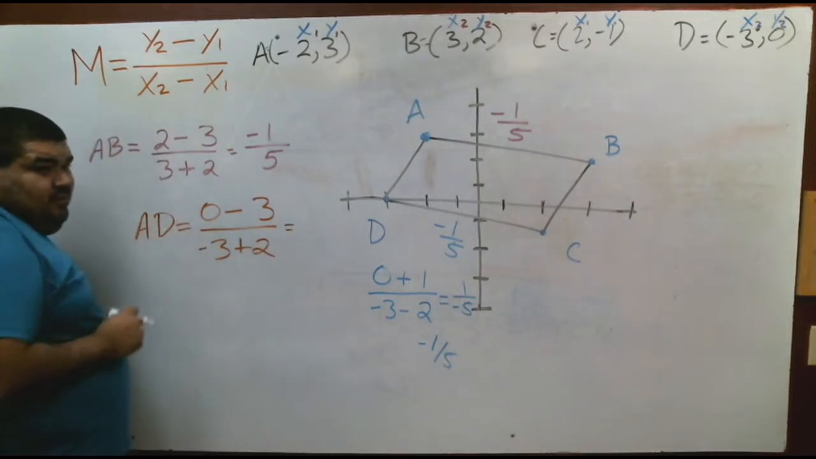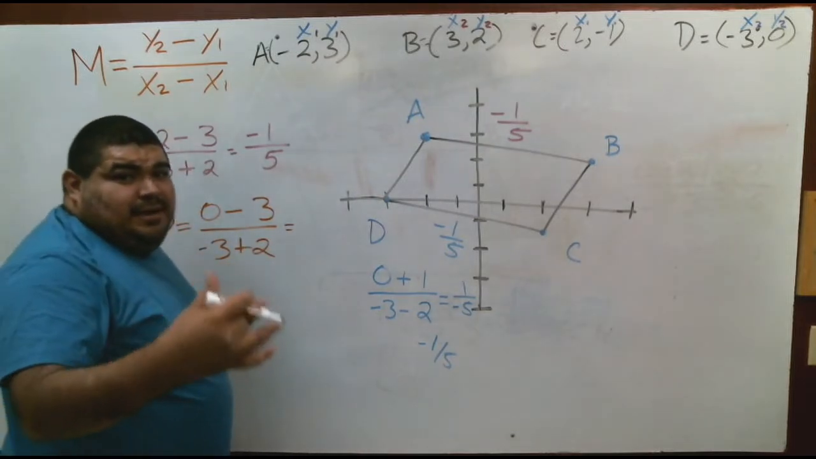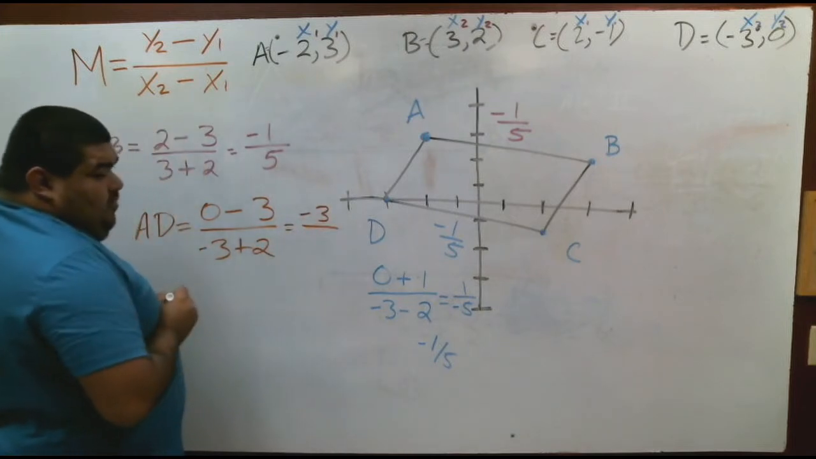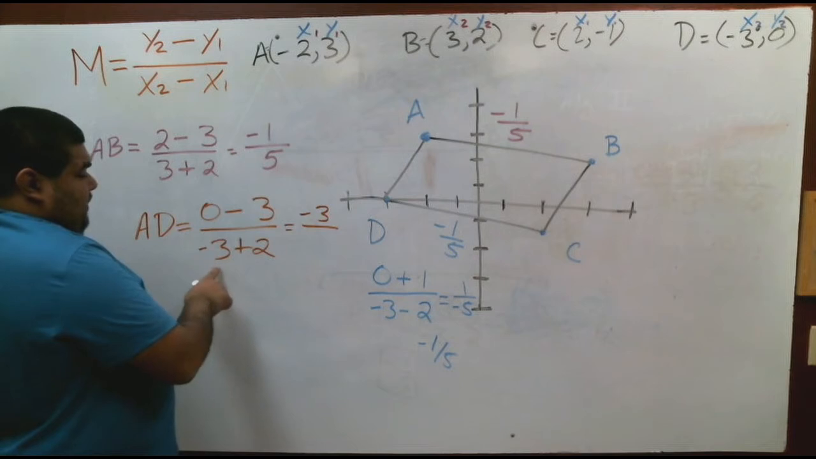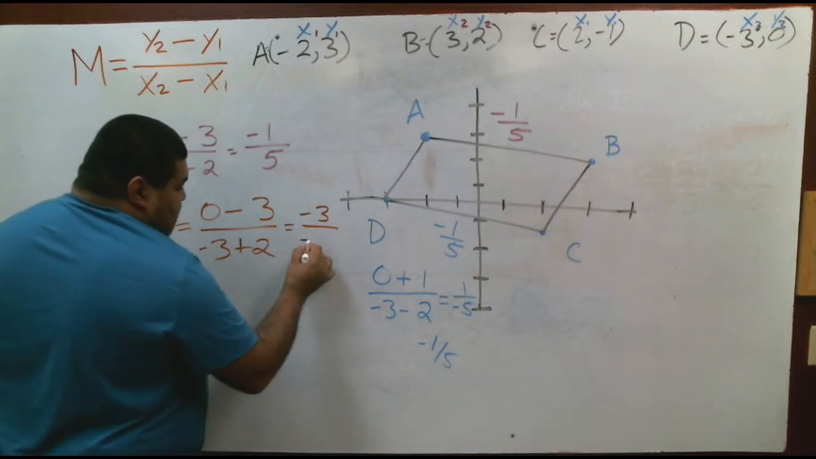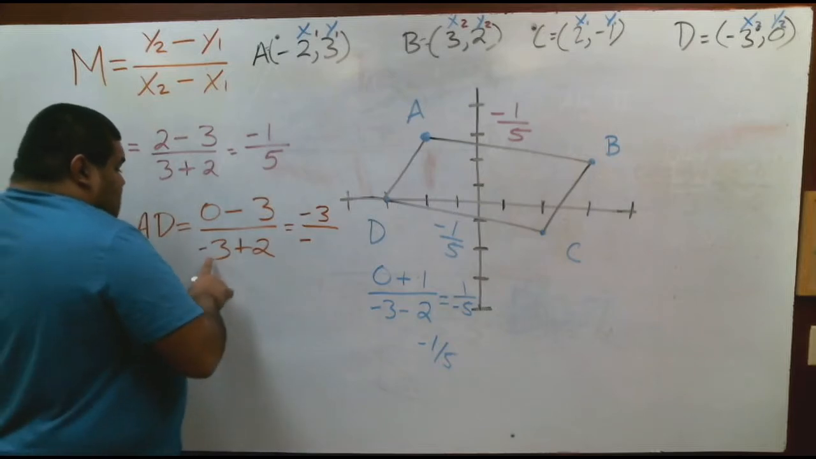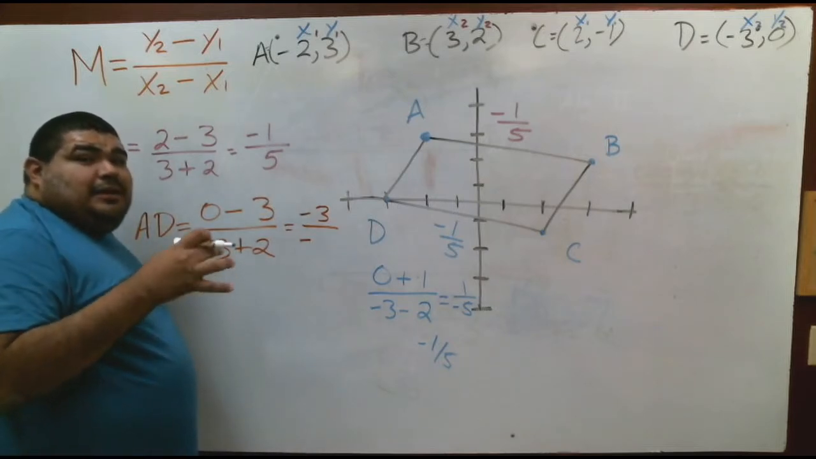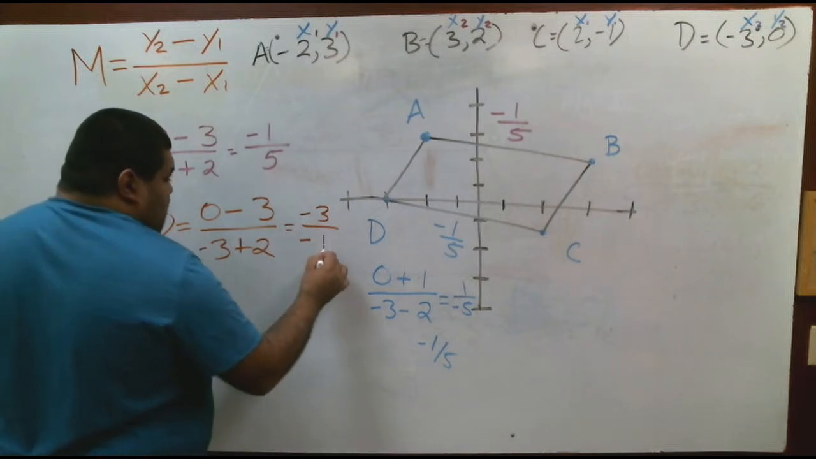All right. So now we have 0 minus 3, which is negative 3, over negative 3 plus 2. Since they're opposite, you're going to subtract them. Negative is bigger, so our answer is negative: 3 minus 2 is 1.